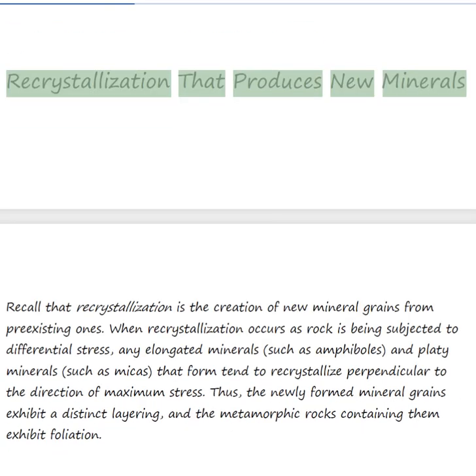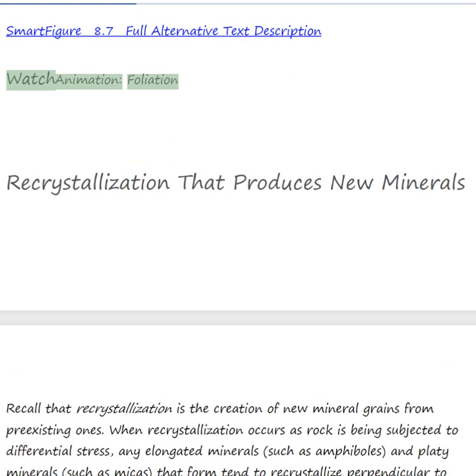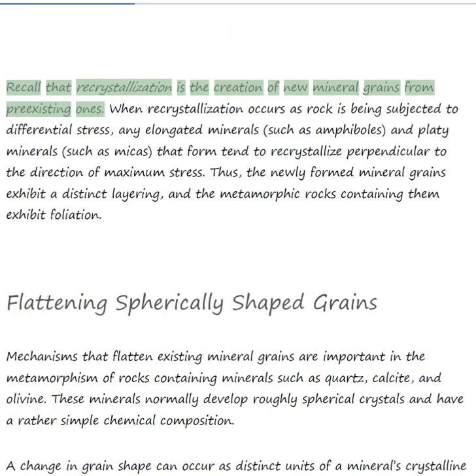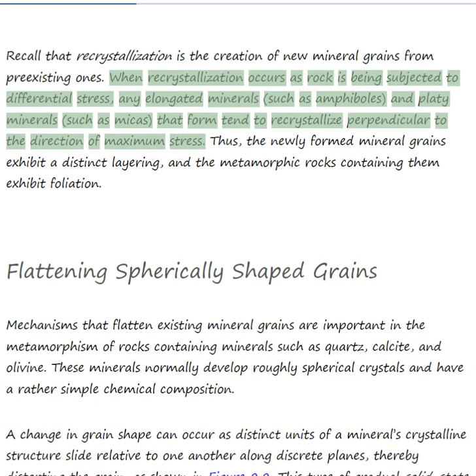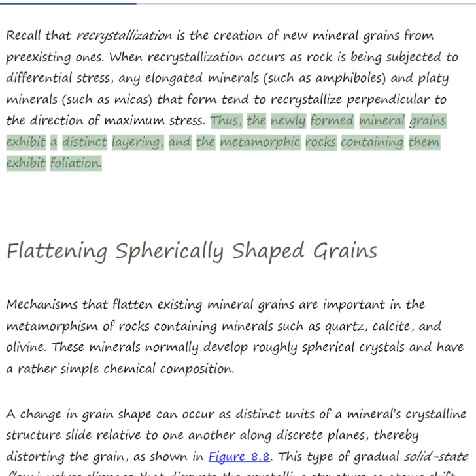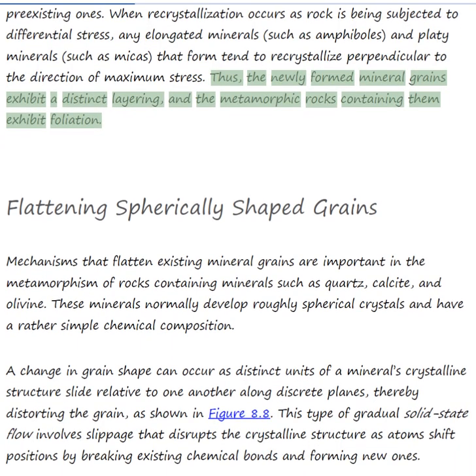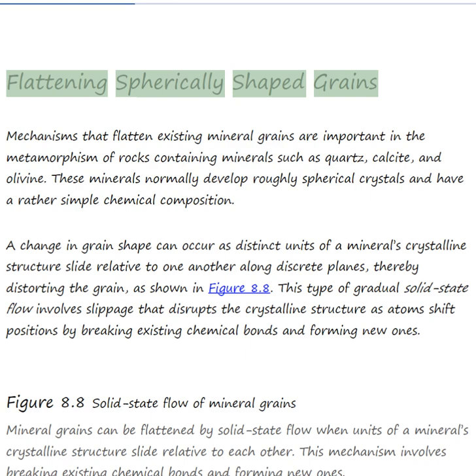Recrystallization that produces new minerals. Recall that recrystallization is the creation of new mineral grains from pre-existing ones. When recrystallization occurs as rock is being subjected to differential stress, any elongated minerals and platy minerals that form tend to recrystallize perpendicular to the direction of maximum stress. Thus, the newly formed mineral grains exhibit a distinct layering, and the metamorphic rocks containing them exhibit foliation. Flattening spherically shaped grains.